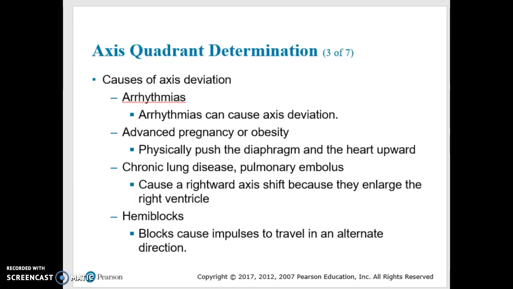Let's talk about a hemiblock. A hemiblock, again, we said, is a block that causes impulses to travel in an alternate direction. A hemiblock is a block that happens in the left bundle branch, so it's another subsequent block that occurs off of the bundle branch block.